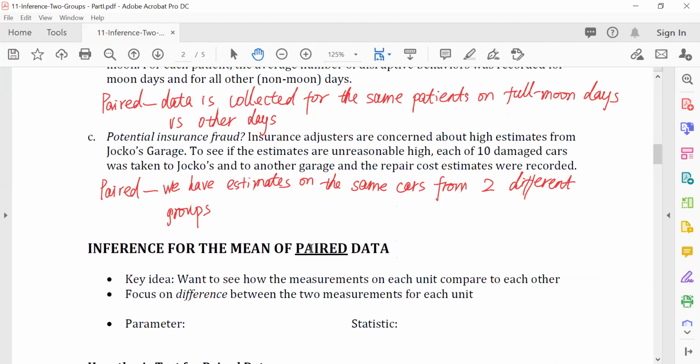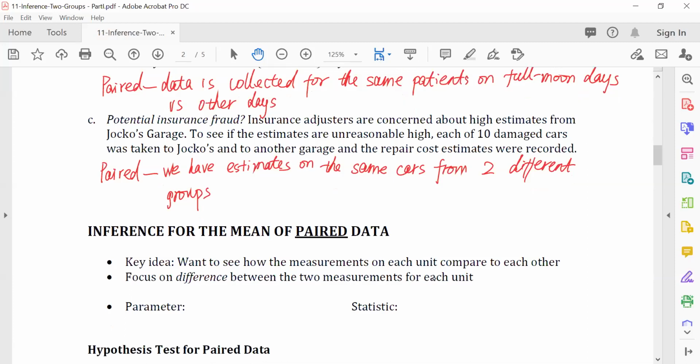Because your data is paired, you're having the same unit measured on two different measurements. So the key idea is we want to see how the measurement on each unit compares to each other, right? So we will focus on the difference between the two measurements on each one of the units. So the parameter that we are interested in is the mean difference, right? We use the notation mu d to denote it. This is the population mean difference.